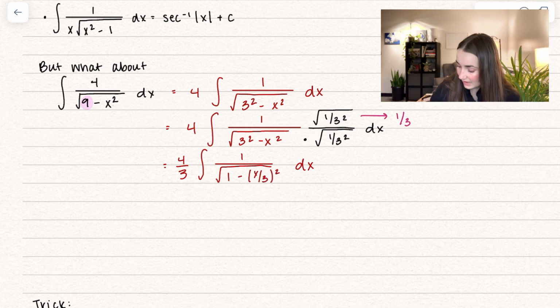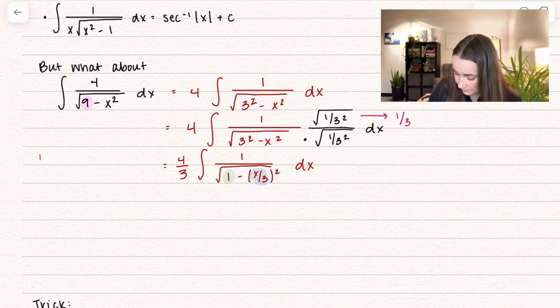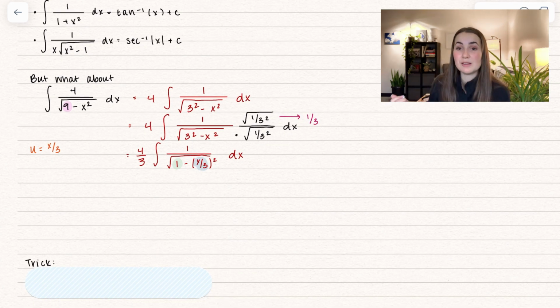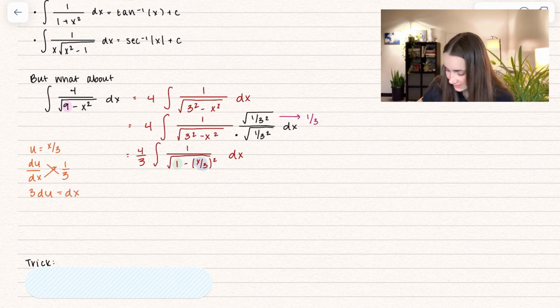So now our next step is to set that value equal to u. Once we have this right here as a value of 1, we can set whatever is left over inside the square root equal to u. So let's go ahead and do that. So u is equal to x divided by 3. We're going to go ahead and take the derivative in terms of x of both sides, so I get 1/3. And remember, we want to go ahead and get dx all by itself. So I'm going to cross multiply, and I get 3 du is equal to dx. So let's go ahead and replace these in our equation.